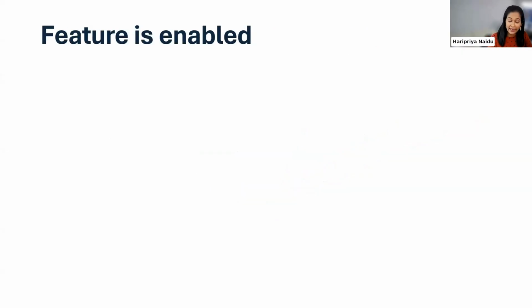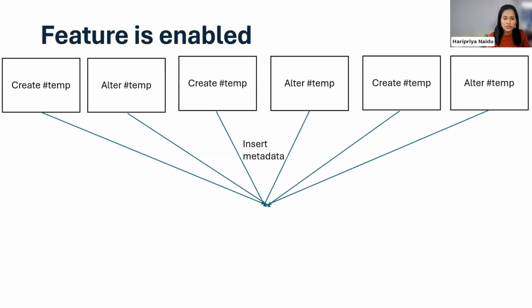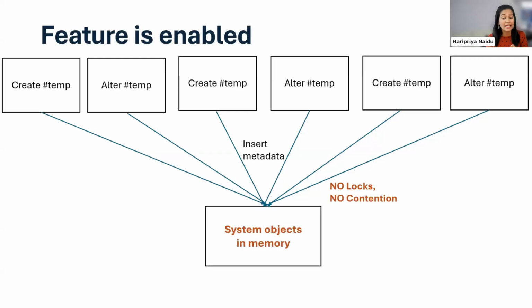So when you enable the feature, the process is the same. All those transactions again have to insert metadata into the system objects. But this time, since the system objects are in memory, they don't need any locks and they can easily do their operations. So there's no lock, that means there is no contention. That's the idea behind this feature.